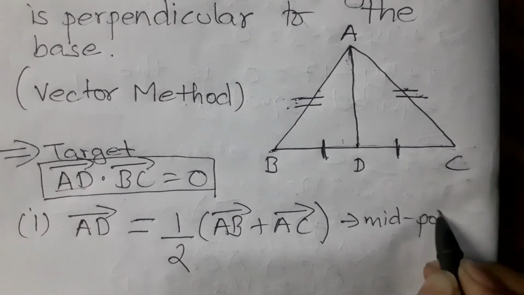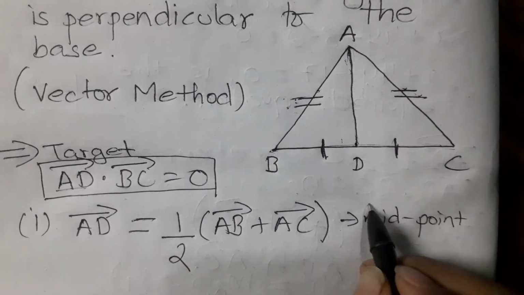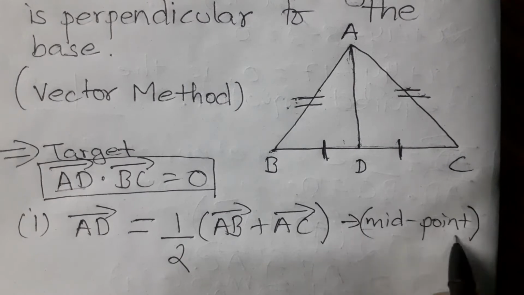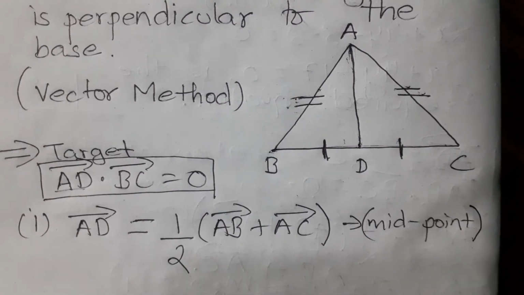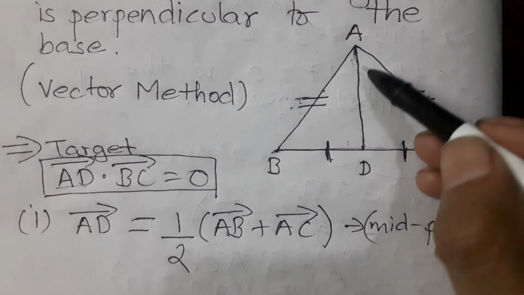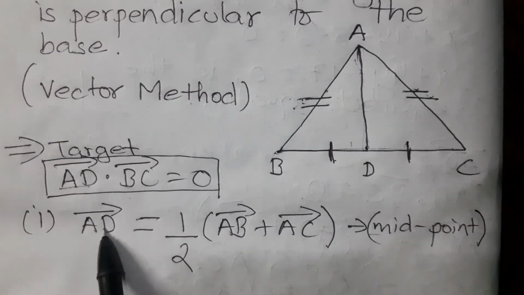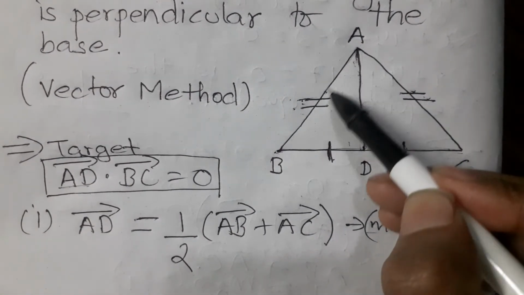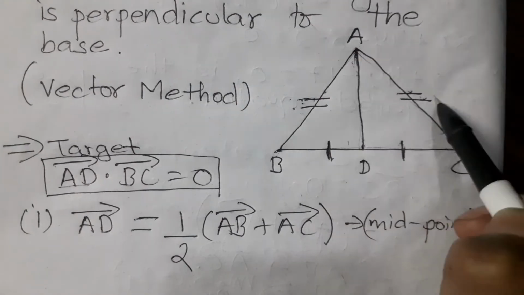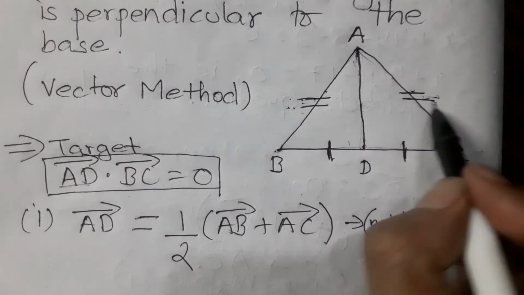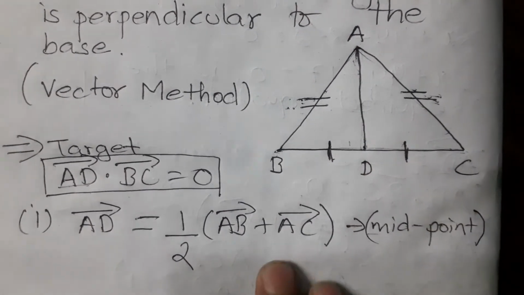I'll explain the midpoint theorem in another video, where you can see how this is done, but right now you can take it directly. If this is a median, then according to the midpoint theorem, AD vector is half of the sum of AB vector plus AC vector. So you have permission to use this.